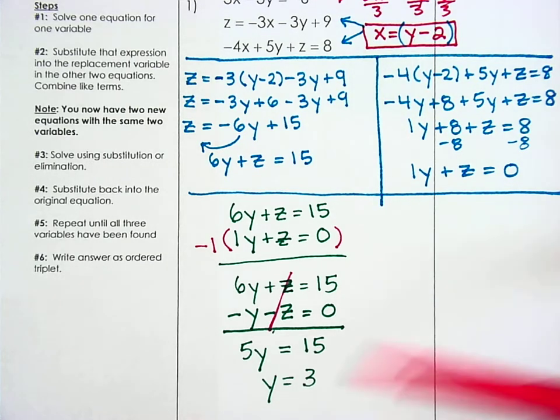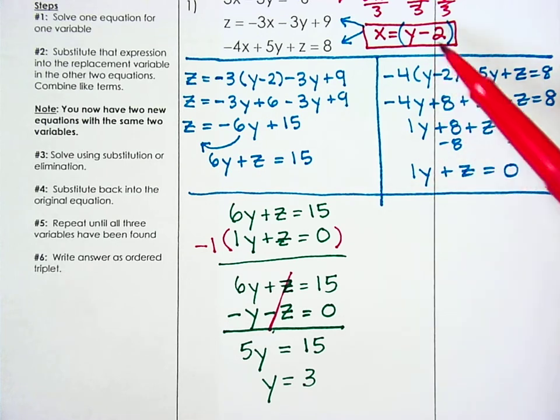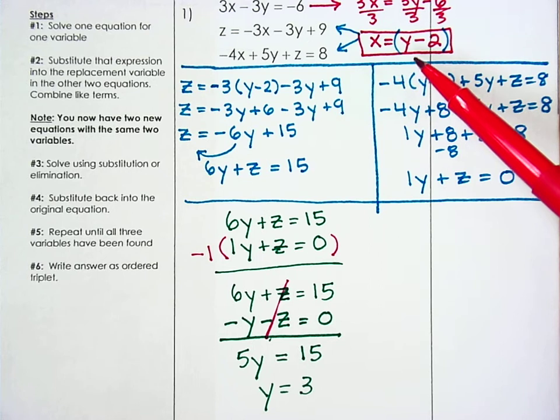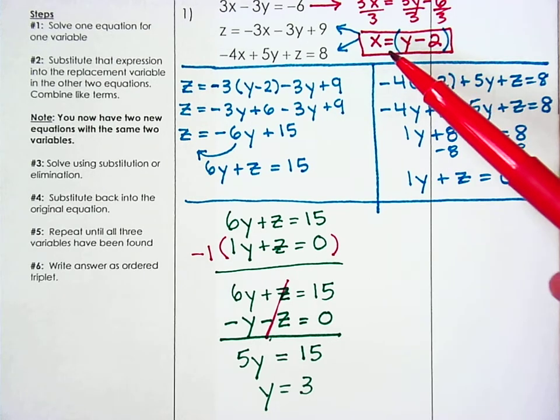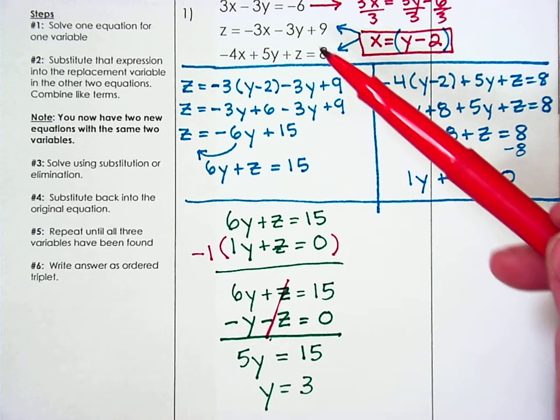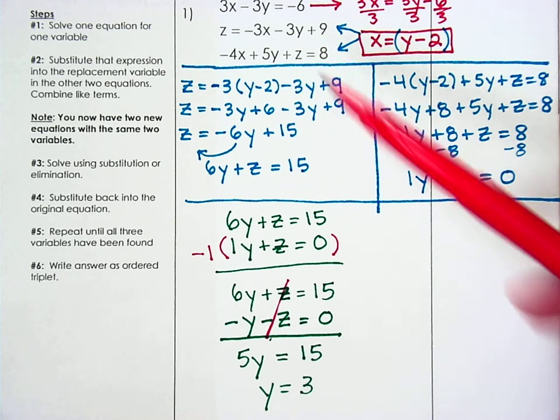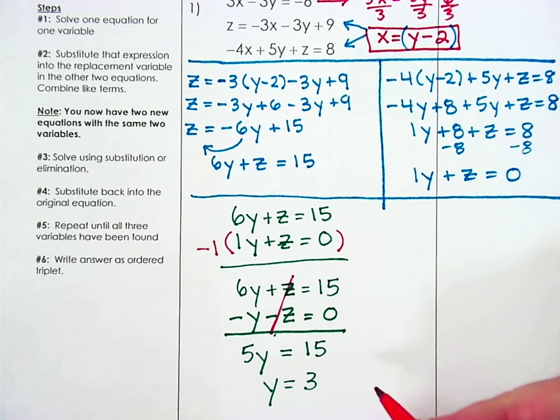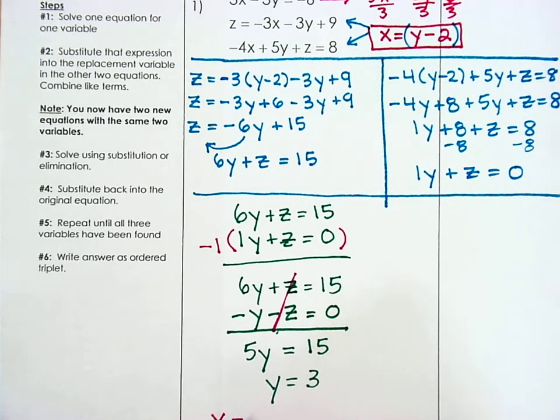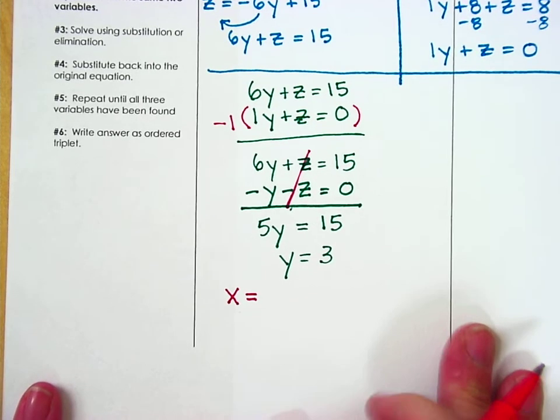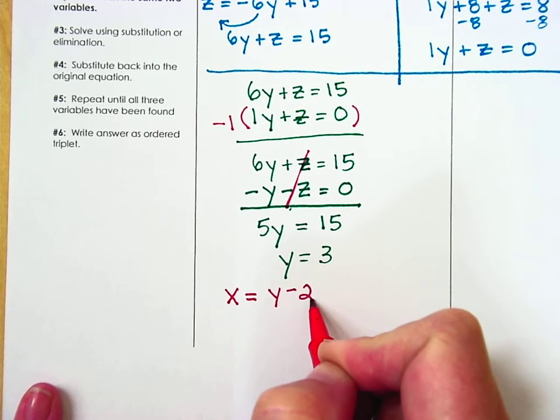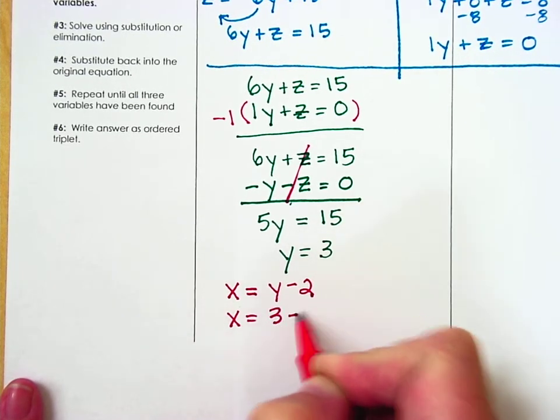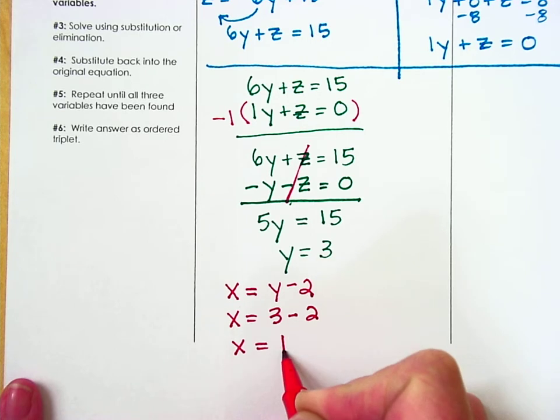We need to take this now and substitute back in. When I look at all my options, I notice I have an equation from the very beginning that was an x equals equation with just the x and the y. If I plug it into one of these others, I still have that z term, so that doesn't help me a lot. So let's put this into x equals y minus 2, but I'm going to replace the y with a 3. So x equals 3 minus 2, so x equals 1.